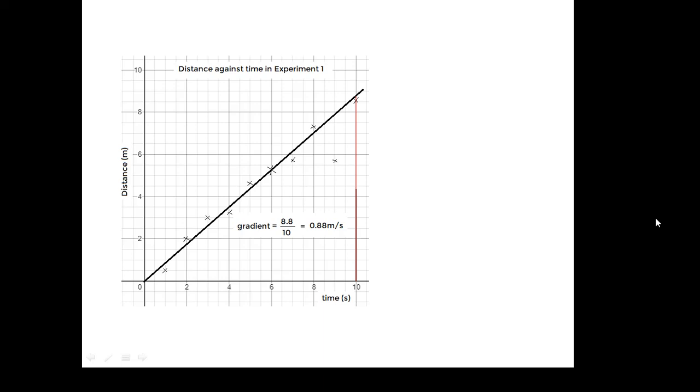Very often we work out the gradient. I'm assuming this is kiddie stuff. The gradient is the change in y divided by the change in x. In this case, the gradient's going to be 0.88 meters per second. It's a distance-time graph, so it's going to be velocity.